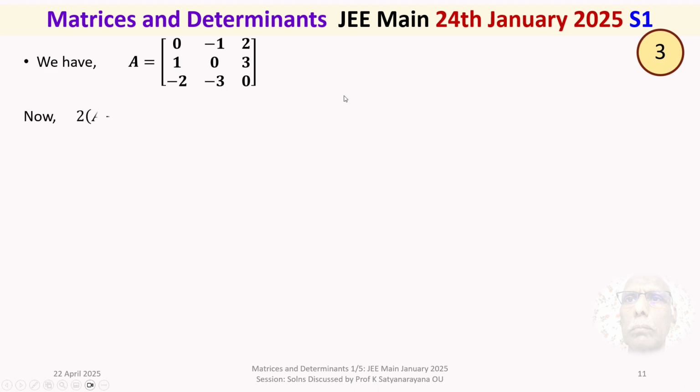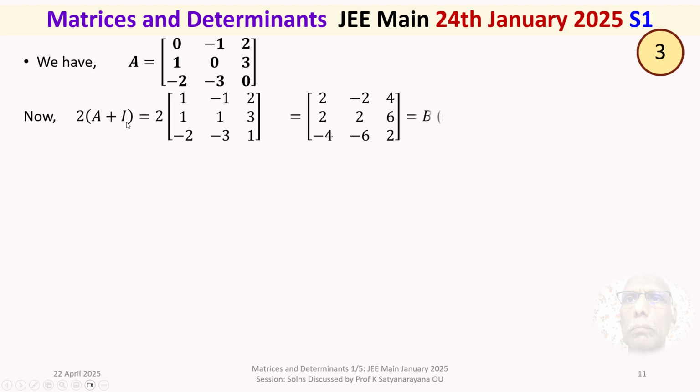Right. Now 2 times A plus I. So 2 times A plus I means just add 1, 1, 1 on the main diagonal. You will get 1, 1, 1. The remaining is the same. And then multiply by 2. You will get this one. So call this matrix B for convenience. Right. Determinant of B you compute.